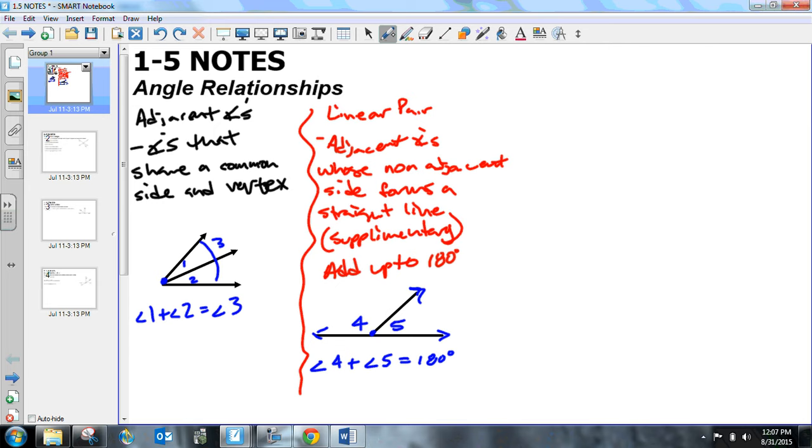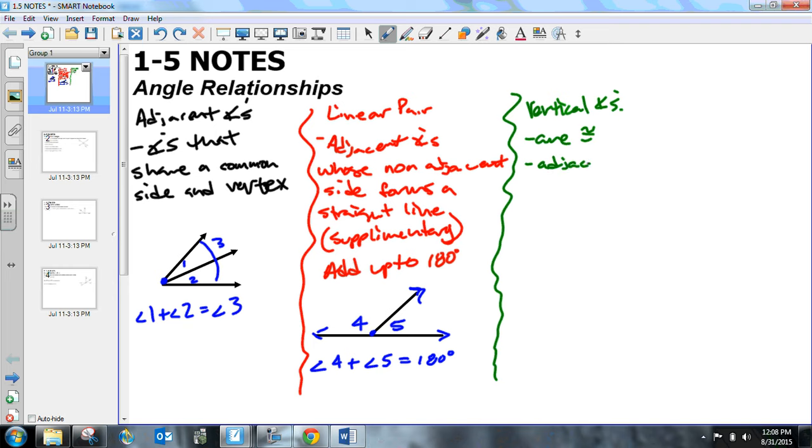The next one that we have is what we call vertical angles, and again we're going to see this all the time. So these are vertical angles. And vertical angles are congruent. And when we have vertical angles, the adjacent angles are supplementary. Sorry, that looks terrible, but you get the idea.